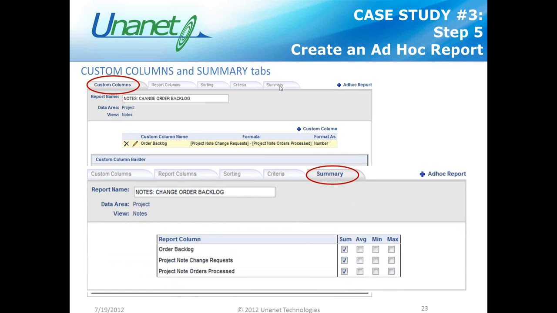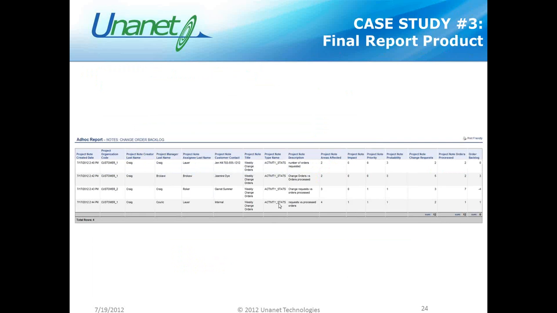Finally, using the summary tab, you can choose all of those report columns that are specialized columns to either be summarized, averaged, or looking at the minimum or maximum for that number. We've chosen to do a summary here. So we've gone through, in this case study, setting up the administrative areas in the project notes features, creating a project note, and now creating an ad hoc. Let's see what that report looks like again.